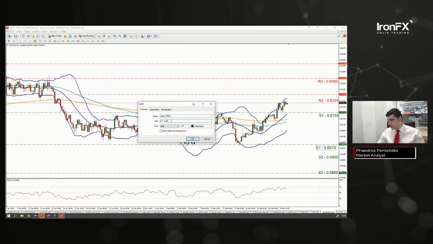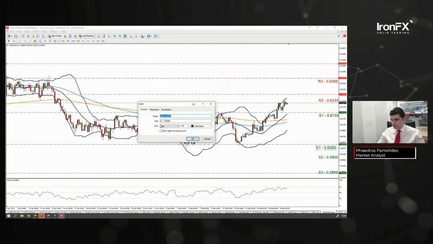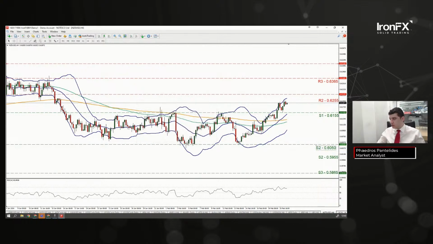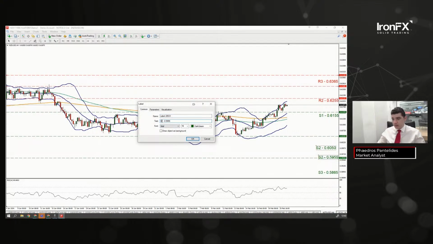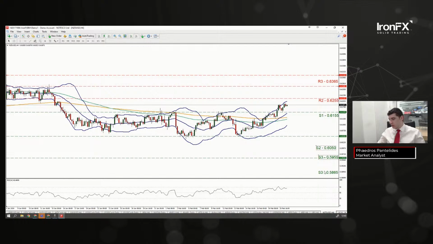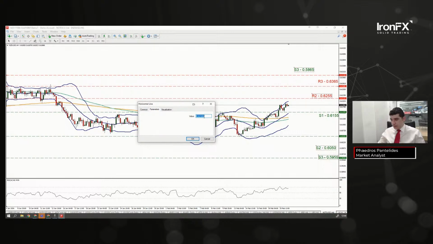S2 0.6050. So that's my S2. And then old S2 becomes S3. So we're taking the text label of our old S3. Let's see. 0.6315.